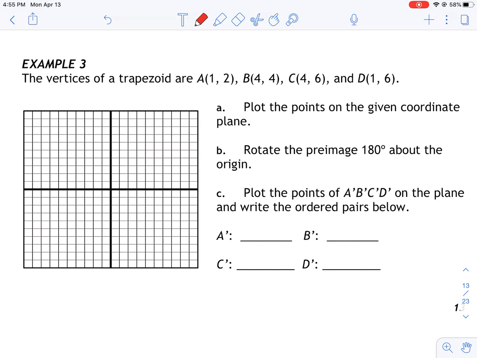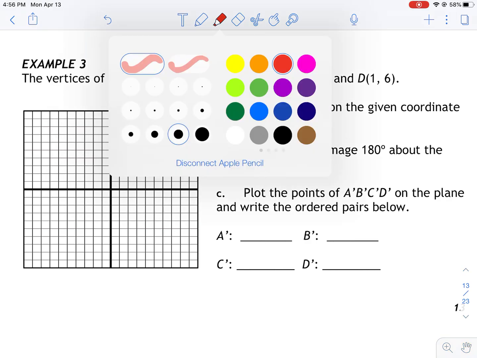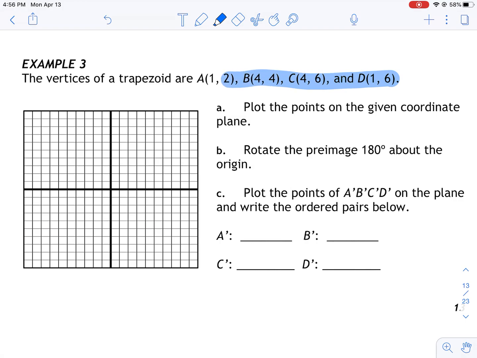I'll pause for a second. You plot the pre-image, and then rotate the pre-image 180 degrees, and then find the coordinates of A prime, B prime, C prime, and D prime. I'll pause. Okay, so let's go ahead and get this set up here. So we're going to plot these 4 points first.